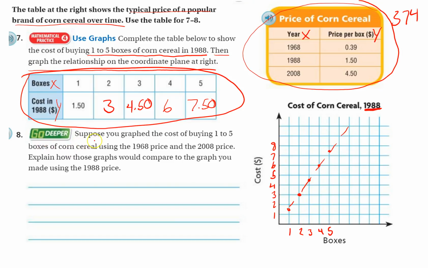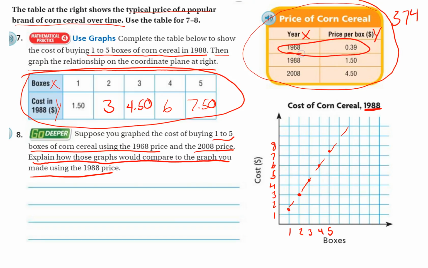All right. Number 8, suppose you graph the cost of buying 1 to 5 boxes of corn cereal using the 1968 price and the 2008 price. Explain how those graphs would compare to the graph made using the 1988 price. Okay, so if we bought 1 box, let's just put some points on there. Let's look at the 1968 cost. If we bought 1 box in 1968, that would cost 39 cents. So we wouldn't even go halfway up to 1. We would be like a third of the way up. So my point would be right here.